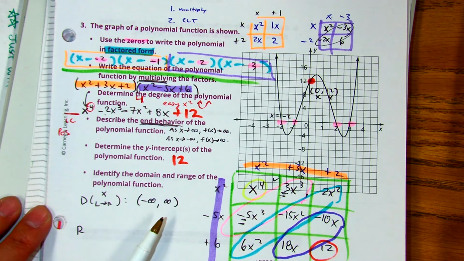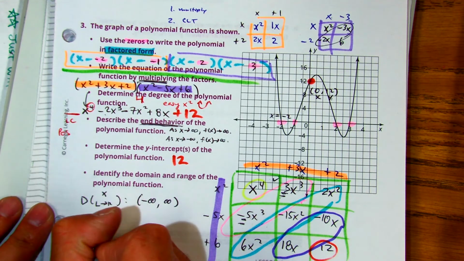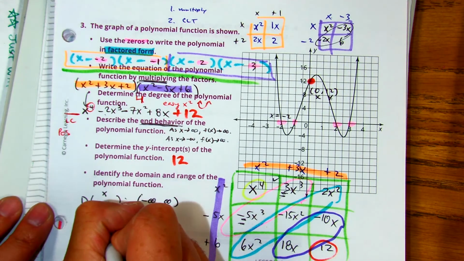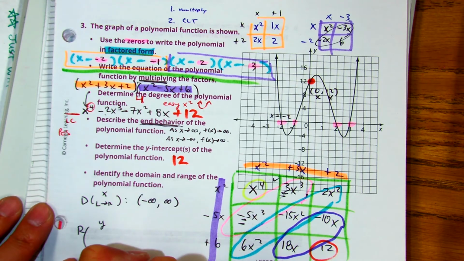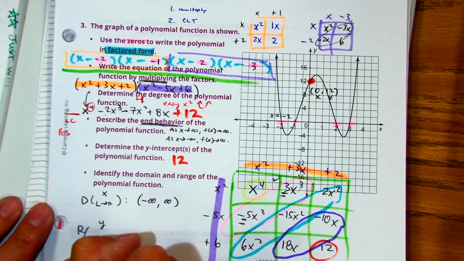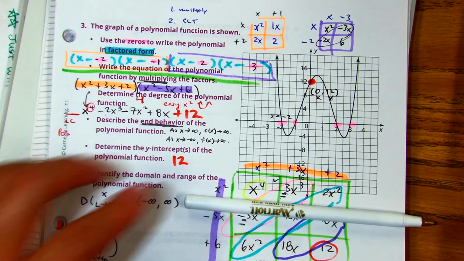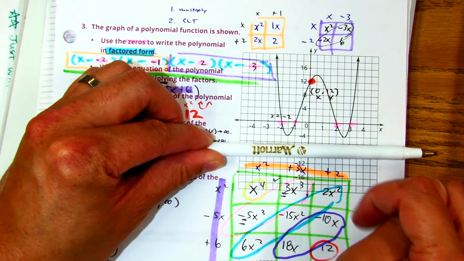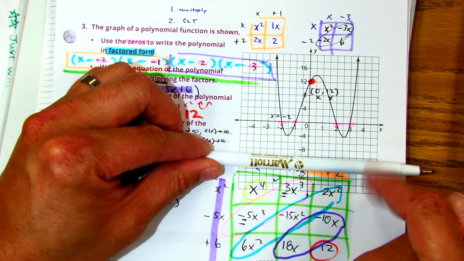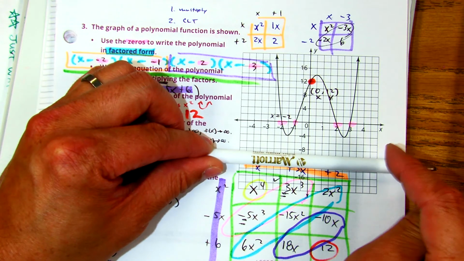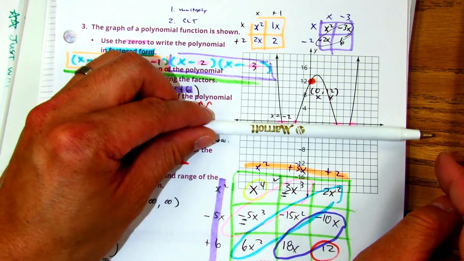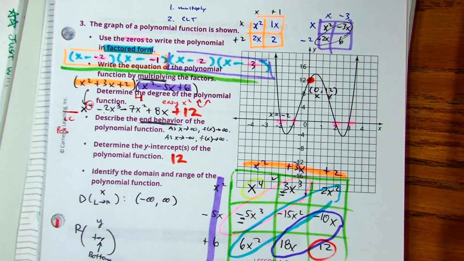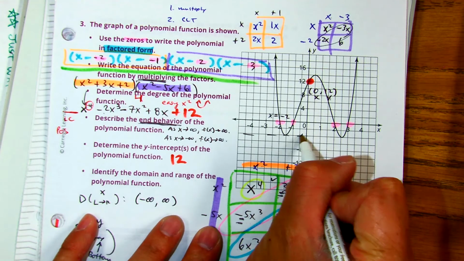Let's do the range. Class, the range refers to what? The y-axis. You're going to start from bottom to top. Pay attention. Are there values down here? Is the graph down here? No. So you can't say negative infinity. But the graph starts here. On the y-axis, that's what? Negative 4. Okay, this might be a little bit new to you.